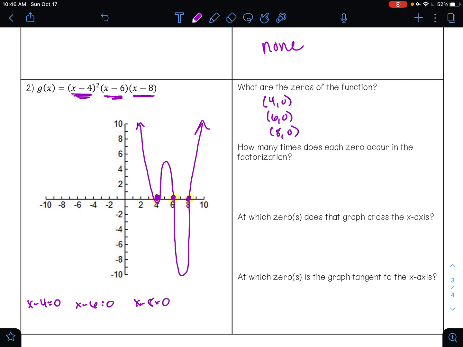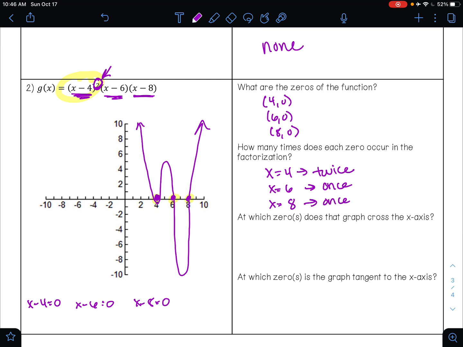How many times does each zero occur in the factorization? Well, you get your hints from the factorizations here. Here we can see that x minus 4 happens twice because of the exponent of 2. And that's actually why we're stopping and turning around there. So x equals 4, that one occurs twice. And again, that's because of the exponent of 2. When x equals 6, that happens once. And when x equals 8, that also happens once.